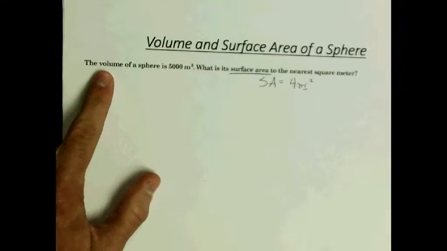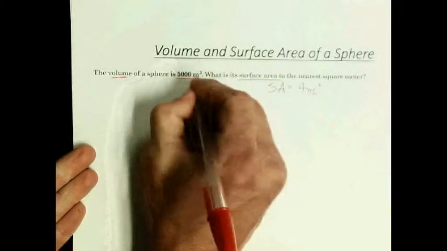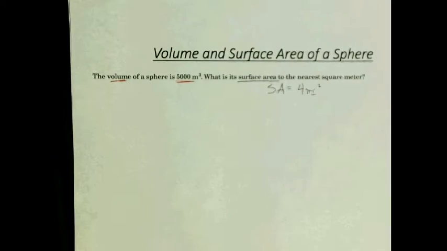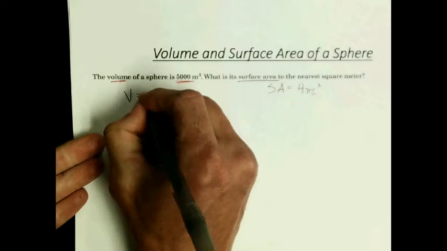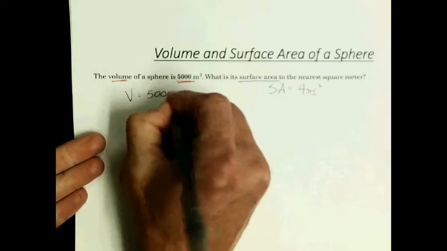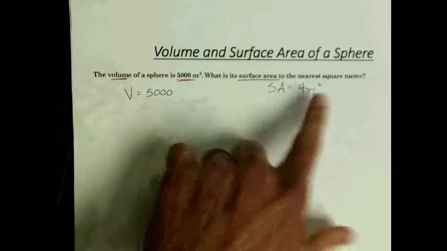We have the volume. So we've got to do some thinking. We don't have the radius, but we do have the volume. It is time to do some thinking. The volume of the sphere is 5,000 cubic meters. How are we going to find the radius?